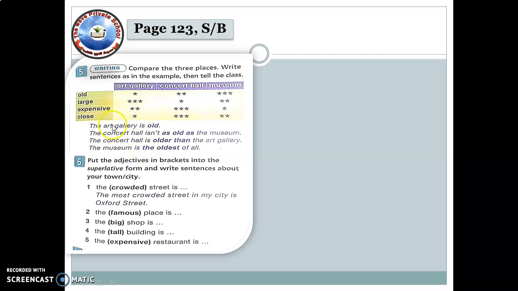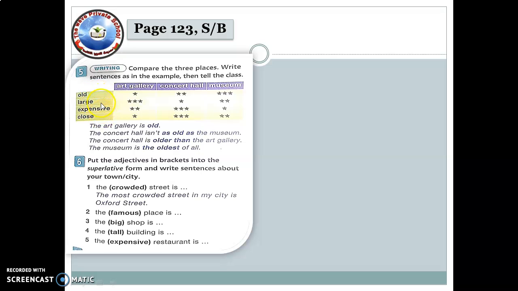These are the examples. The art gallery is old. So these are the adjectives and these are the three places: old, large, expensive, and close. According to the number of stars, you are going to determine which comparison you will use. Is it superlative or comparative? For 1 star, it's on the old, large, expensive, and close.